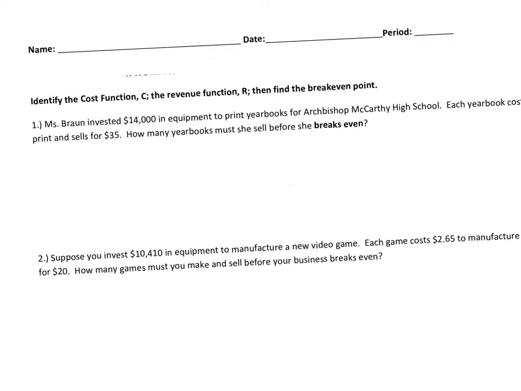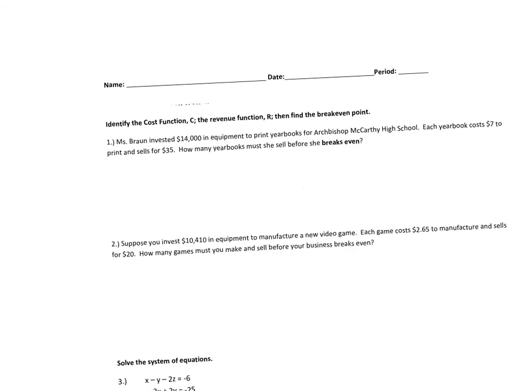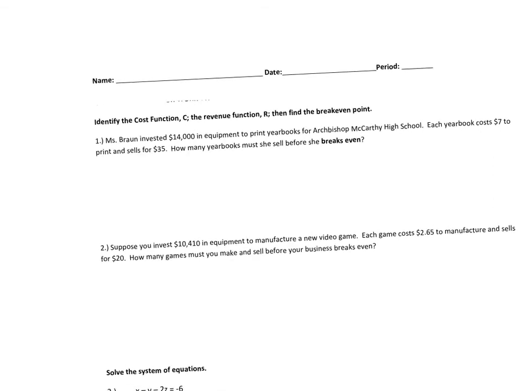So in this case, all right, we have Ms. Ron invested $14,000 in equipment to print yearbooks. Each yearbook costs $7 to print and sells for $35. What goes with the cost to make this yearbook? C equals 14,000, the $14,000 that we invest initially, right? Plus, how much does it cost to make each yearbook? $7. Does everybody see that? And then it sells, each yearbook is $35. So it sells for $35 per yearbook.